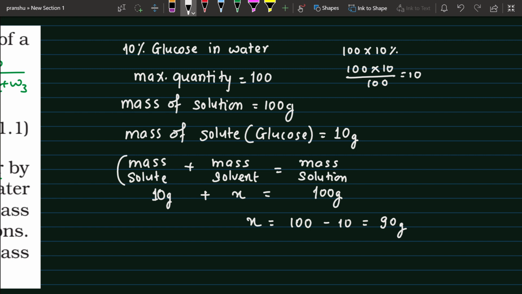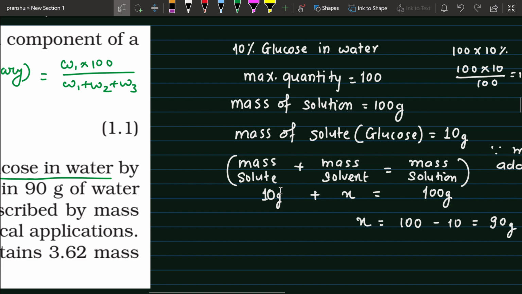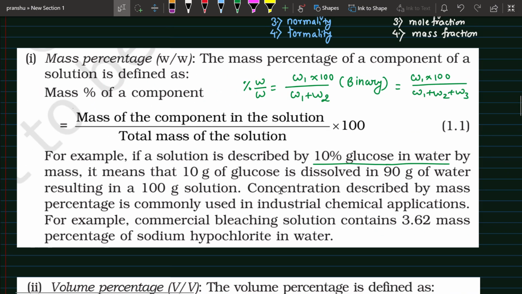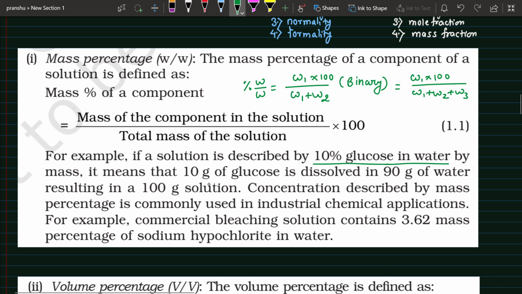We can do this calculation because we know that mass is an additive property. So by this way we can say that 10% glucose contains 10 gram glucose dissolved in 90 gram water to make the 100 gram solution. So why do we have to study this composition? Because they have industrial applications.